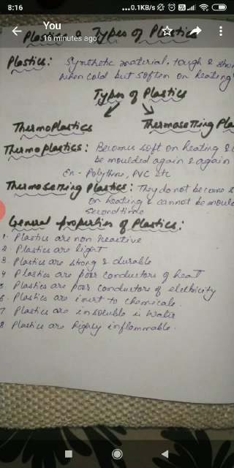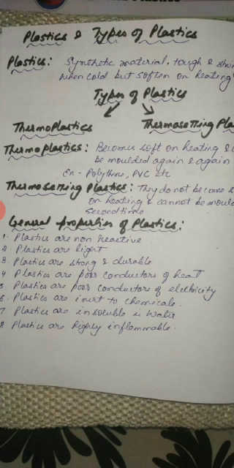Next property is plastics are insoluble in water. So containers used to store water are made up of plastics. So we have bottles, containers, they all are made up of plastics.